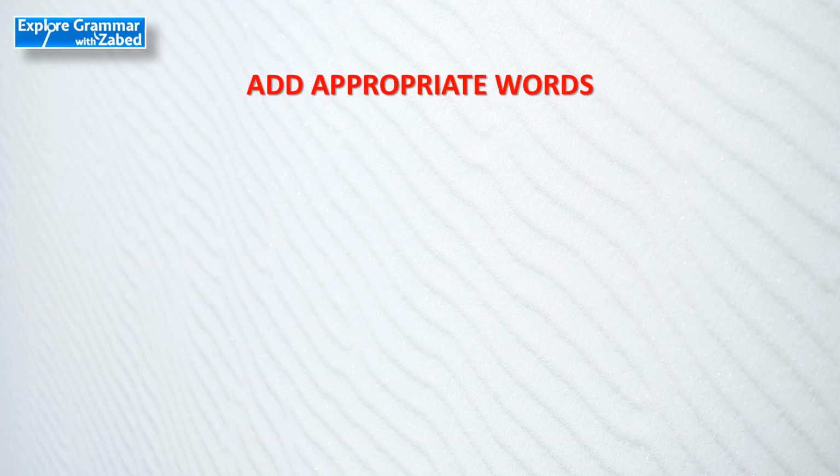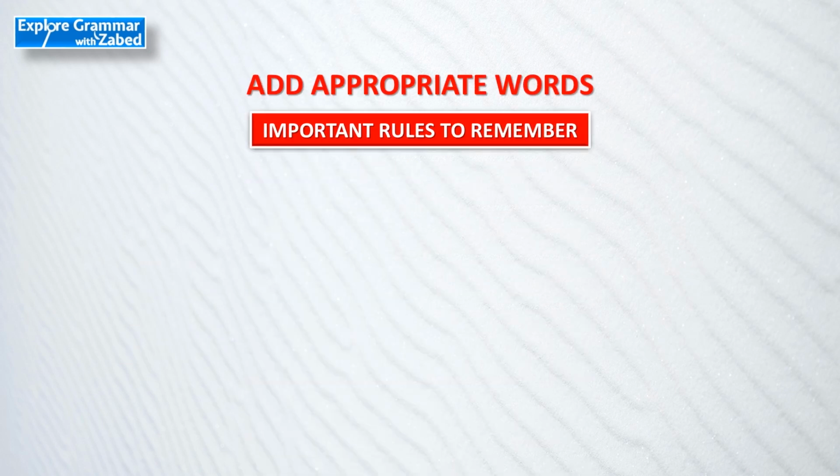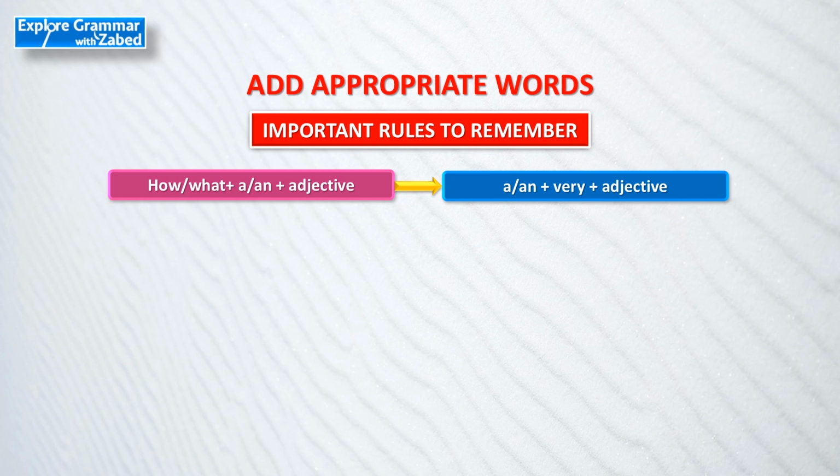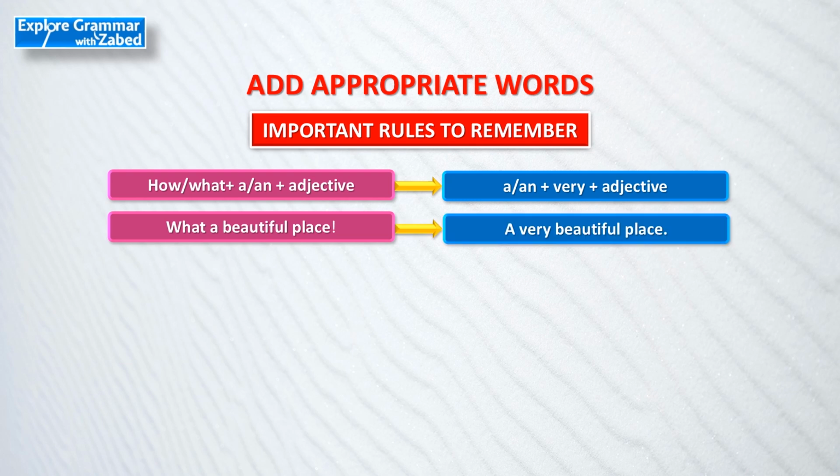Moreover, you must remember 3 important rules where the entire sentence is in exclamatory form. Rule number 1, if the sentence structure of the reported speech is how or what plus a or an plus adjective, we need to convert it into very plus adjective. For example, "What a beautiful place!" gets converted to a very beautiful place.